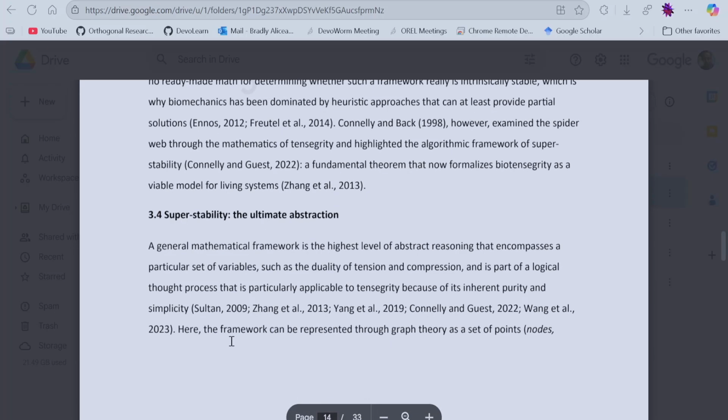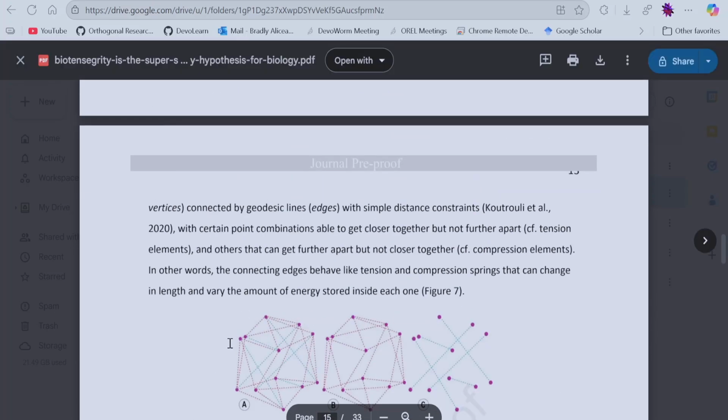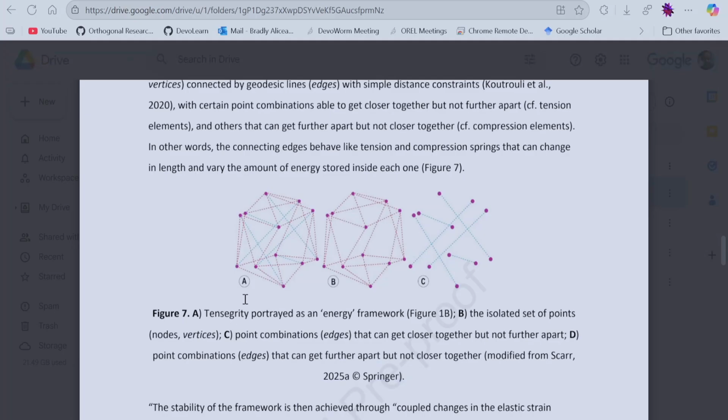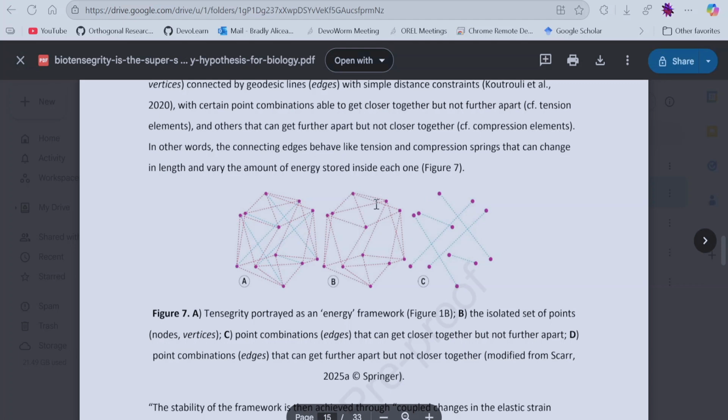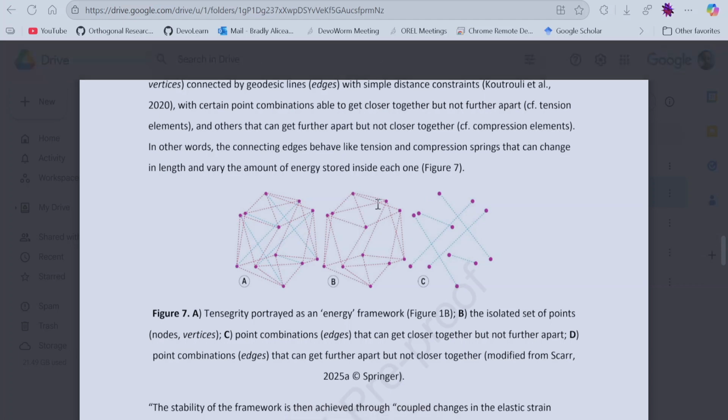So I think they talk about figures 4 and 5, but that's way up above. Figure 7 shows this tensegrity portrayed as an energy framework. In A, you have this energy framework with these red lines and these blue lines. The red lines shown in B are isolated sets of points, which are the nodes and vertices. So you have the nodes which are isolated and then they're connected by vertices, which is the physical connection between them. And then C are the point combinations, which are the edges that can get closer together but not further apart.